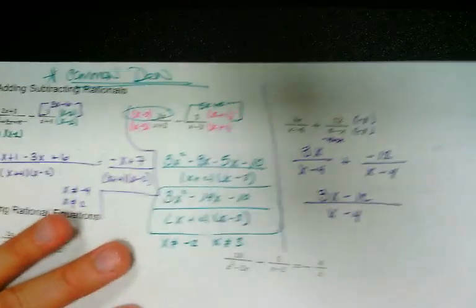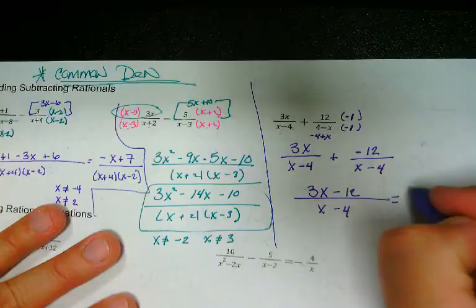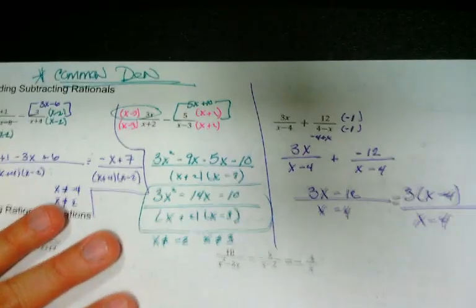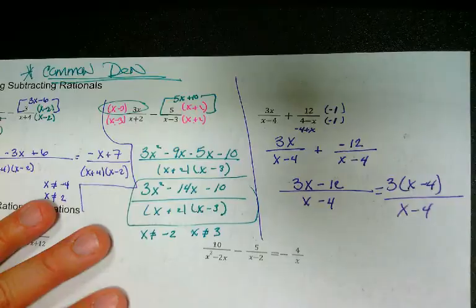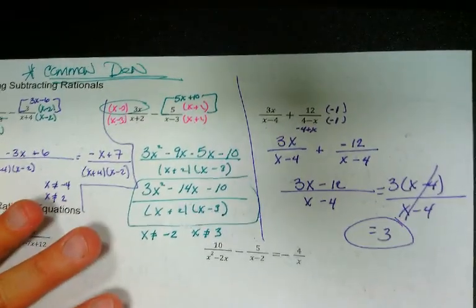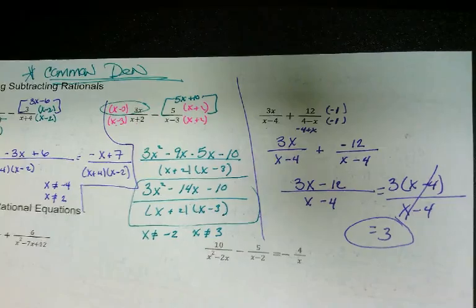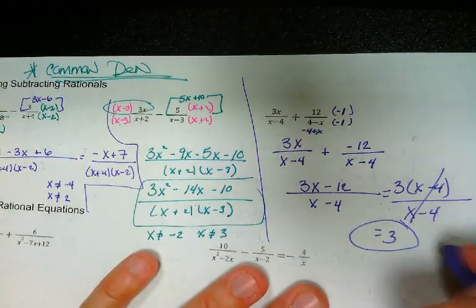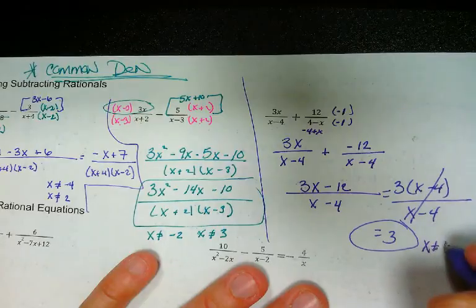And now what can I do to the numerator? GCF. And this simplifies just to the number 3. Okay. So again, we're not solving for anything. It just simplifies to the number 3. Also, I'm just going to state that x cannot equal 4.